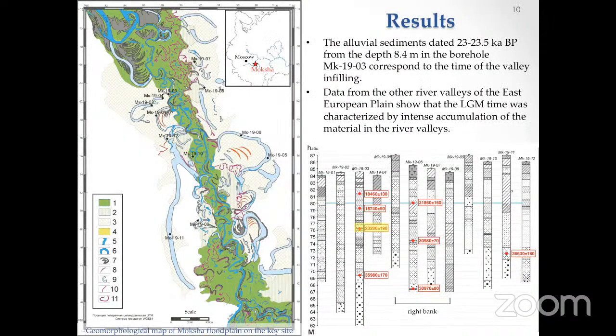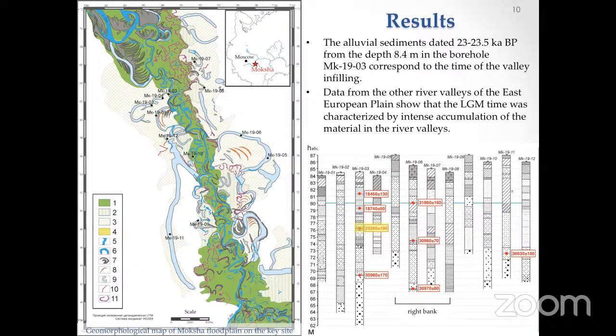The alluvial sediments dated about 23,500 years BP from a depth of about 8.5 meters in borehole 3 correspond to the time of the valley infilling, and data from other river valleys of the East European plain show that LGM time was characterized by intense accumulation of material in the river valleys. In some valleys, not only alluvial but also aeolian deposits were accumulated at this time.